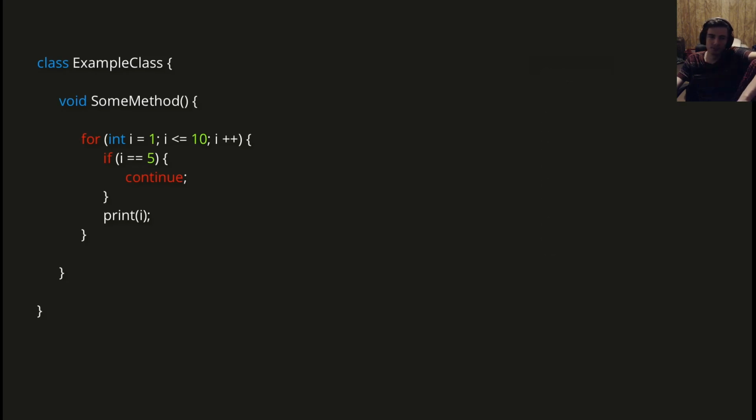The break keyword can be used to terminate a loop prematurely. So if I add the lines if i equals 7, then break, then the loop will immediately terminate at that point, and so the output will be 1, 2, 3, 4, 6.